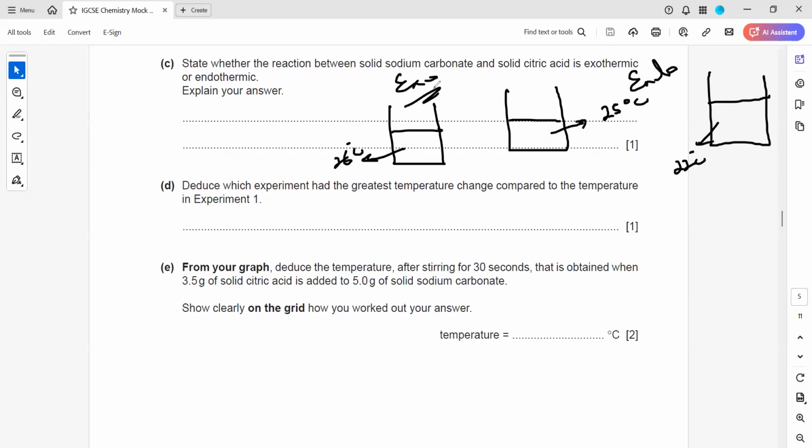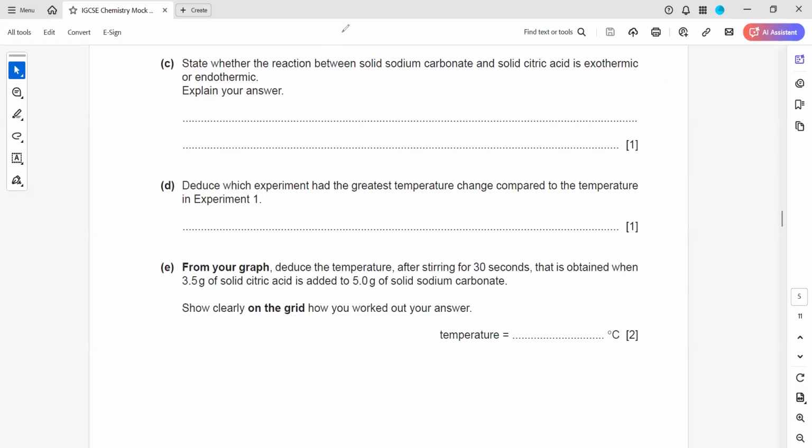No need to say surrounding at all. No need to use the term surrounding. You just take the temperature of the mixture. If you find the temperature of the mixture increases, exo. Temperature decreases, endo. So the answer here, 1 mark is for mentioning the full answer: endothermic, and the reason is that the temperature decreases. Don't need to use the term surrounding.